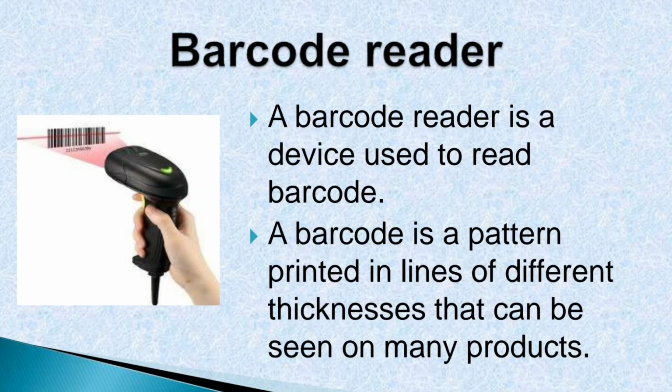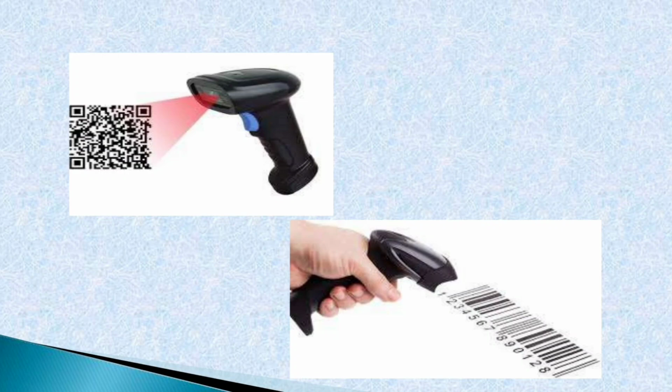Now next technology is barcode reader. A barcode reader is a device used to read barcodes. A barcode is a pattern printed in lines of different thicknesses that can be seen on many products. So a barcode reader interprets these lines to input the information of a product into the computer system. Barcode readers are widely used in supermarkets and malls for recording the sale of items quickly.